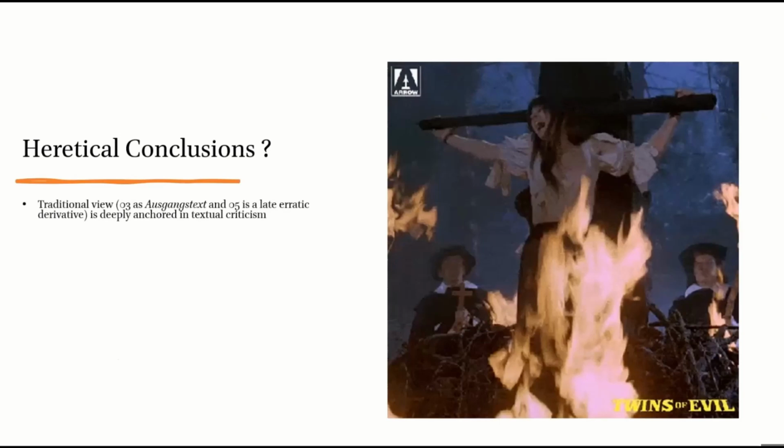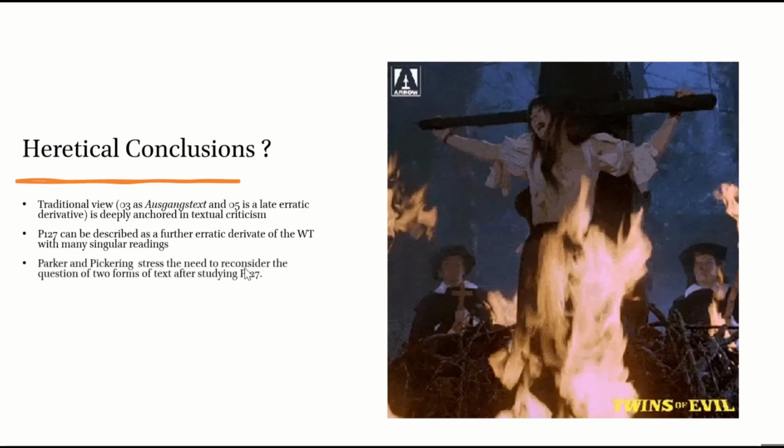The traditional view, seeing Vaticanus as the Ausgangstext and 05 as a late erratic derivate, is deeply anchored in textual criticism, meaning that 05 and 127 will eventually be compared to 03 as late developments and as a corrupt text. So in this spirit, 127 can be described as a further erratic element of the Western text with many singular readings. However, again, Parker and Pickering have stressed the fact that we need to reconsider the two forms of text after studying 127.